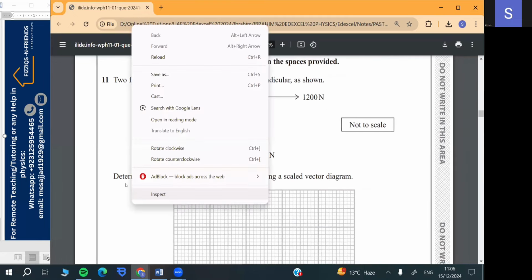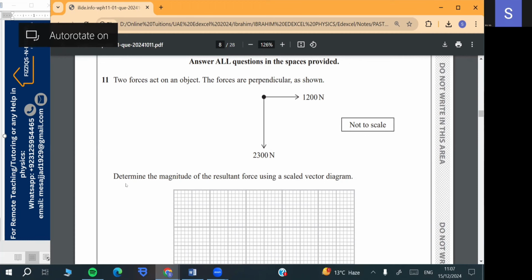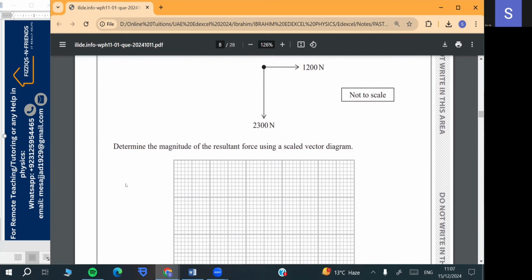So, question number 11. Two forces act on an object. The forces are perpendicular as shown. Determine the magnitude of the resultant force using a scaled vector diagram. For the scaled vector diagram, you must remember that you need to choose an appropriate scale. I'm choosing 200 newtons equals 1 centimeter. So that will make this vector 6 centimeters and this vector 11.5 centimeters.